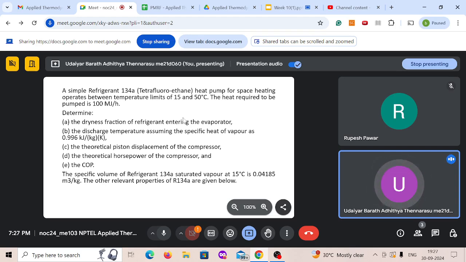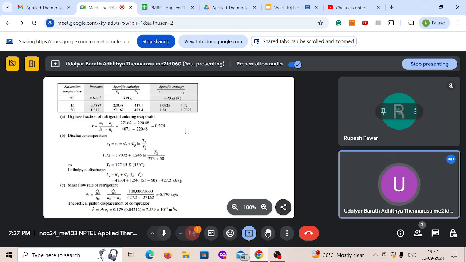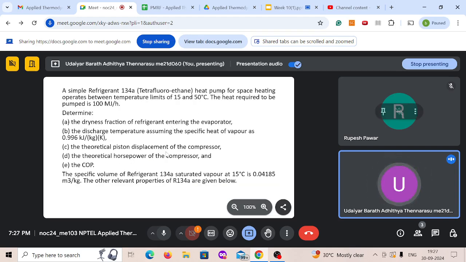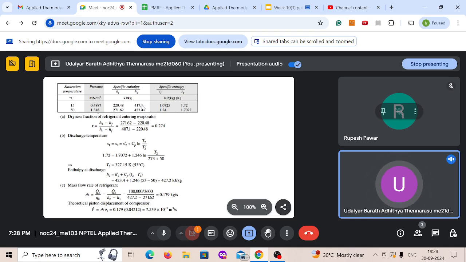So the specific volume of refrigerant R134A saturated vapor at 15 degrees Celsius is 0.04185 meter cube per kg. Other relevant properties are also given. So whatever is required is given. The inlet saturated vapor specific volume is given, and this is operating between 15 and 50 degrees Celsius. The specific heat is given, and we also know the saturation condition enthalpy and entropy for both the temperature ranges.